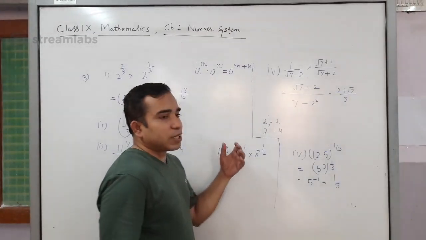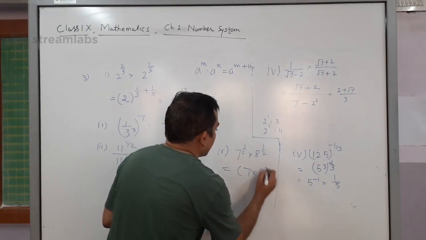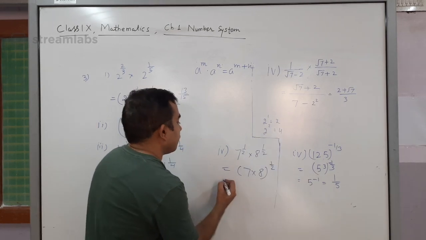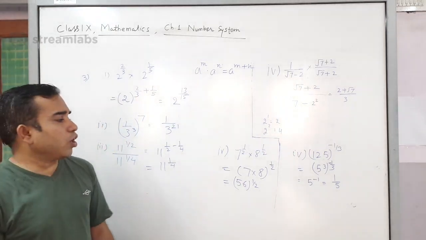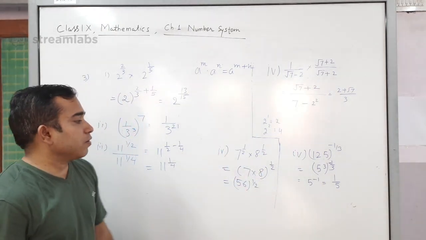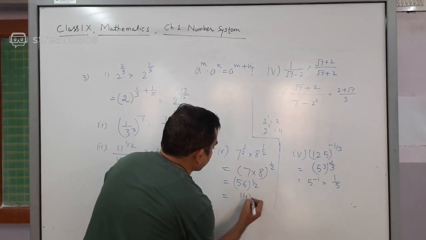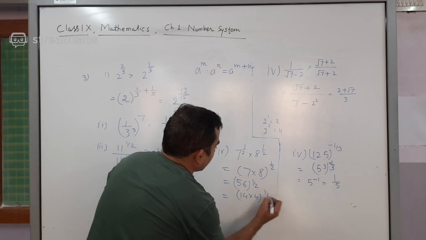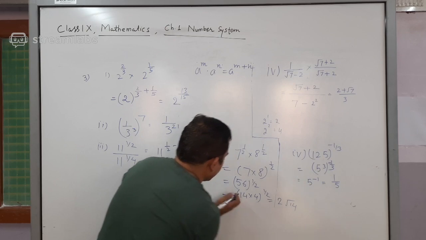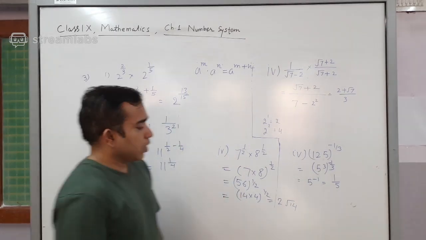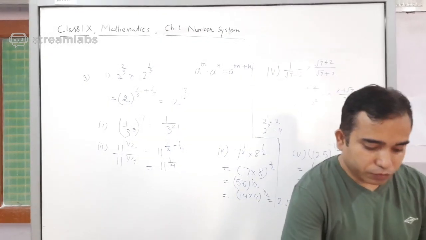Now here, when exponents are same, bases are different, then what happens? This becomes 7 into 8 and the power becomes half. Right, 56 to power half. If you want you can split it further. 8 I can write as 14 into 4. 4 to power half can be taken out. It can be written as 2 root 14. Right, this can be done, no problem. So this is how we have to do this kind of questions.